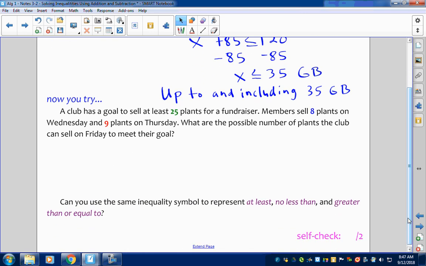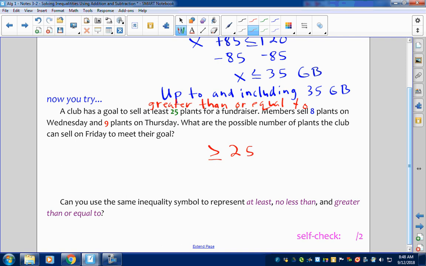All right, it says a club has a goal to sell at least 25 plants for a fundraiser. So what does that mean? At least 25. 25 is the smallest. So your symbol has to be which one? Greater than or equal to. Yeah, greater than. Let's write that down. Greater than or equal to 25.